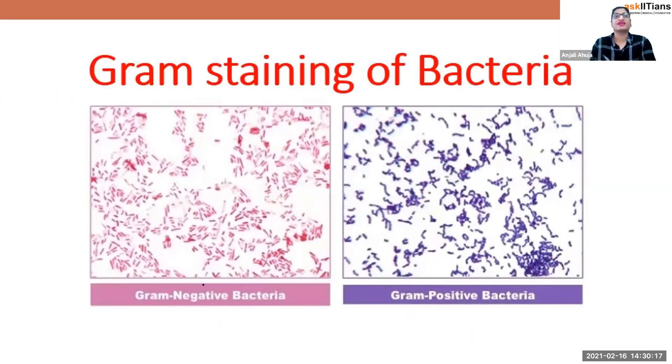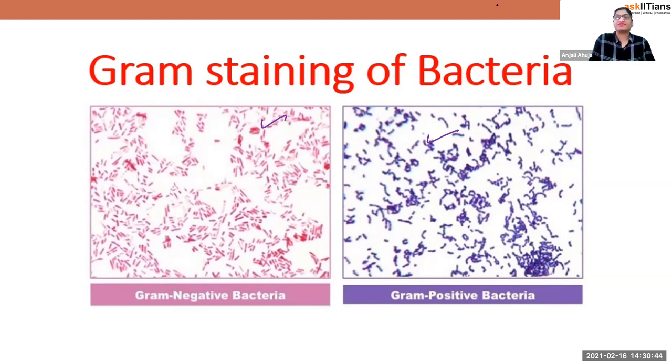Now the next one. These are the results that you will be able to see under the microscope. If it's in your practical, this is really easy to understand. The examiner will give you a bacterial sample and will not tell you what it is. You do the staining and then you tell them whether it is gram positive or negative. And that's how you get marks.